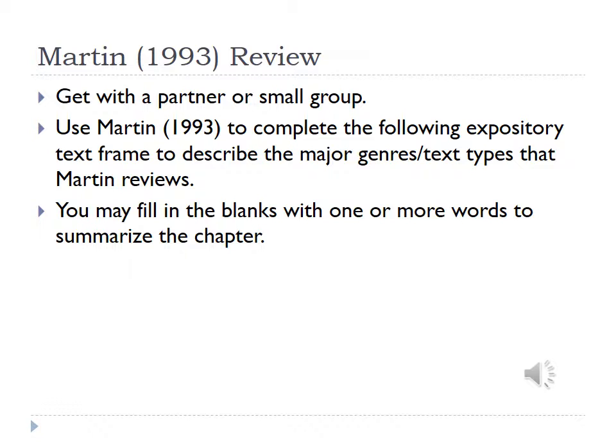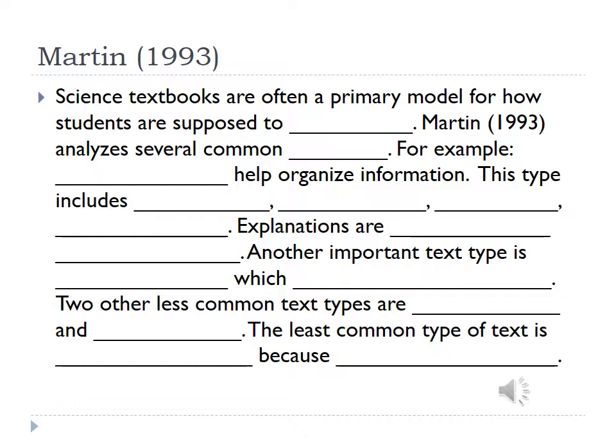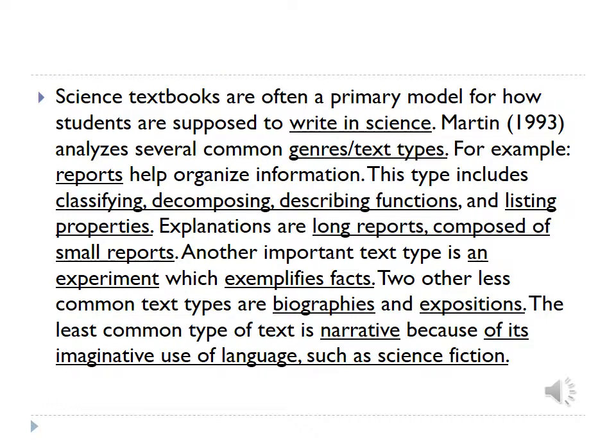Use Martin 1993 to complete the following expository text frame to describe the major genres and text types that Martin reviews. You can fill in the blanks with one or more words to summarize the chapter. Using what you know from the article, complete the text frame to summarize the article. You can look back at the article if you need to. Your answers should look something like this.